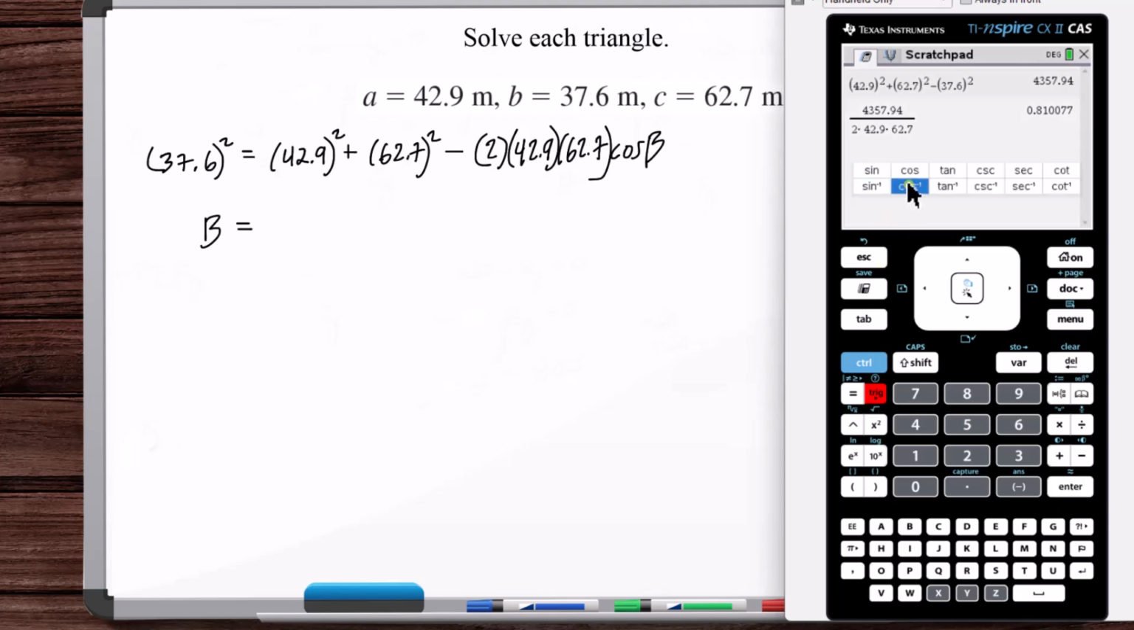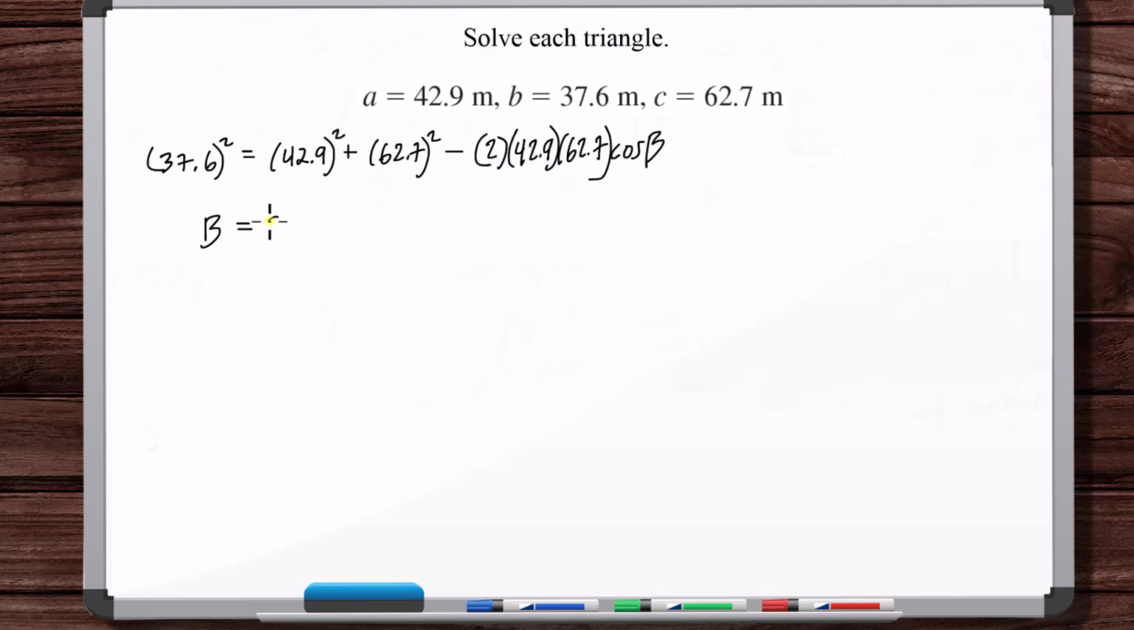So it's going to be an acute angle. So inverse cosine, 35.9 degrees. Okay. Now, of the remaining angles, then the side lengths opposite them, which one is the smallest? Well, between A and C, it's A. So let's solve for angle A.